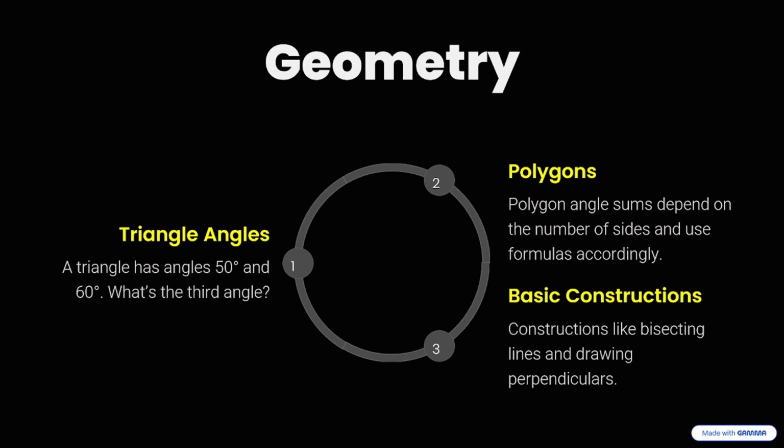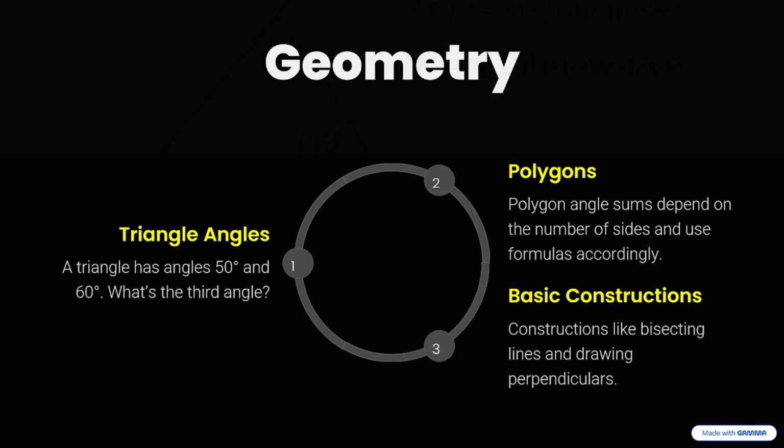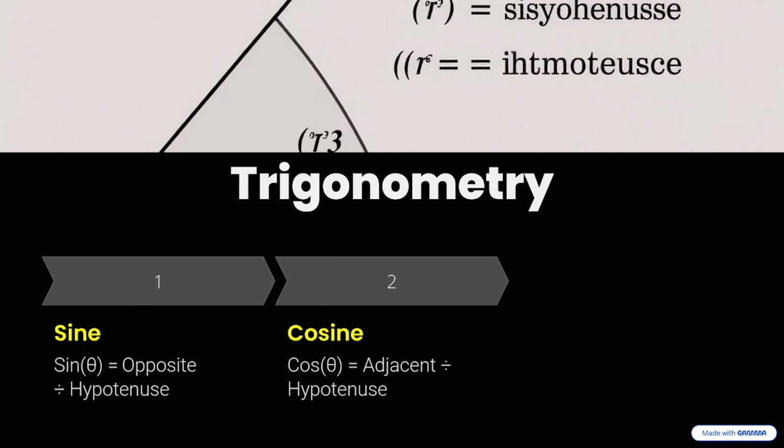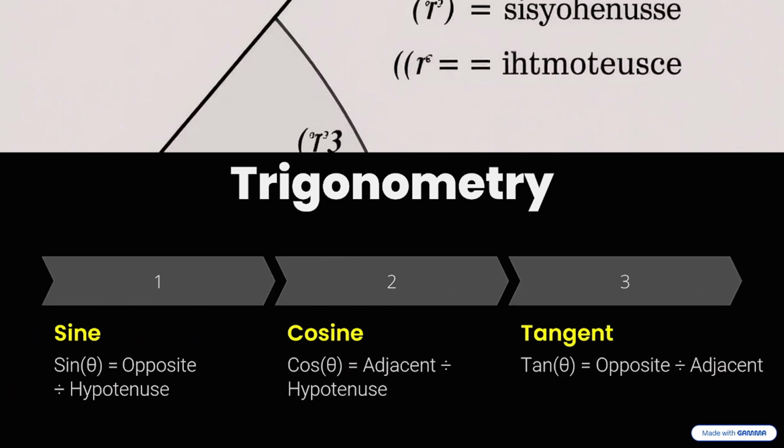Then comes trigonometry. And yes, even in a non-calculator paper, you are expected to use it. You will need to remember basic ratios like sine, cosine, and tangent for right-angled triangles. For example, find sine theta if the opposite side is 3 and the hypotenuse is 5. Sine theta is equal to the opposite divided by the hypotenuse, that is going to give you 3 over 5.